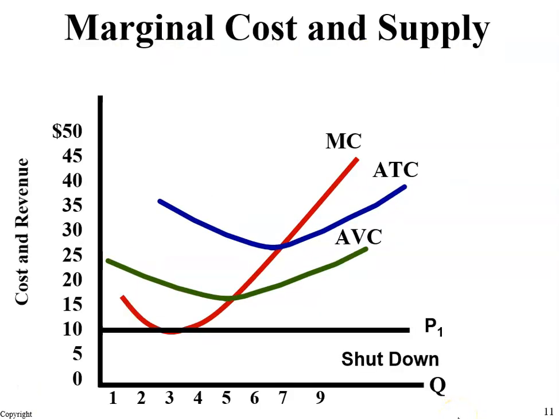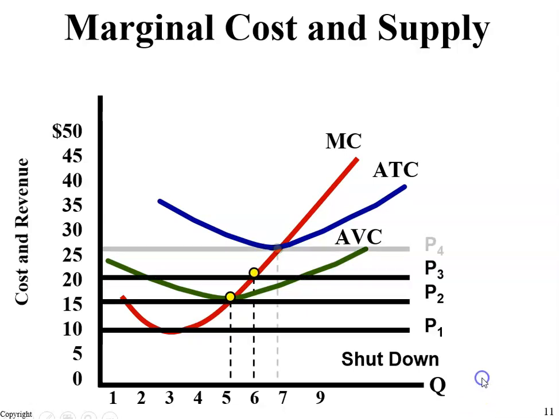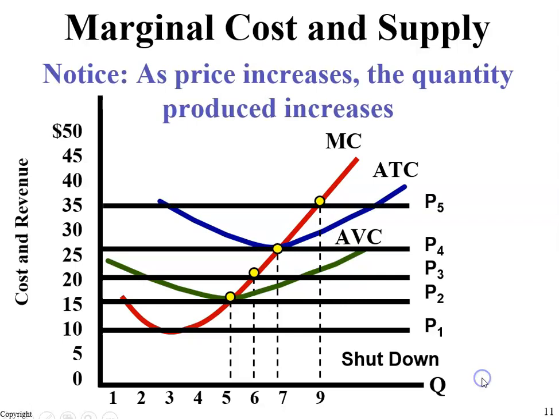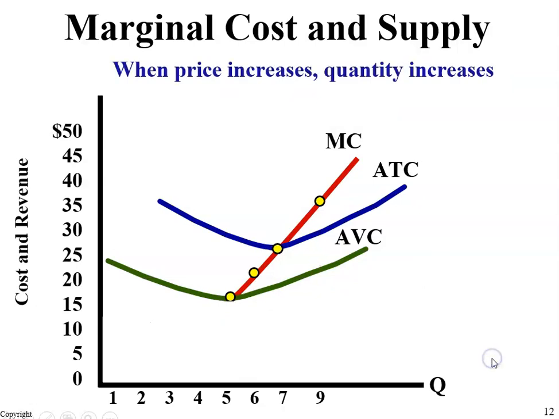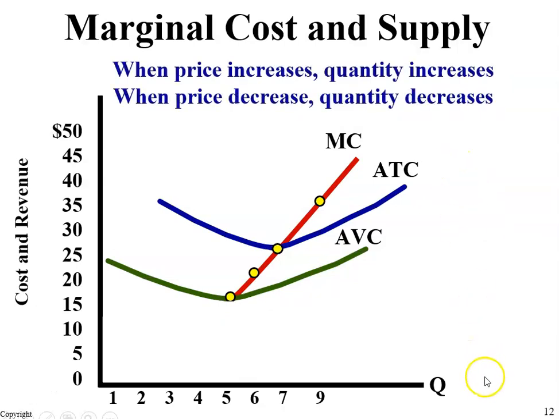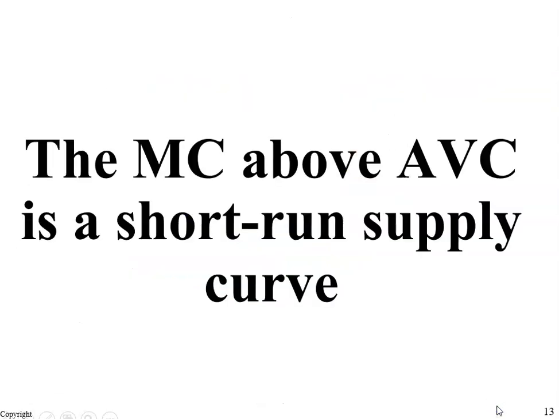If the price is at P1, the firm would definitely shut down. Notice what happens as the price increases along the marginal cost curve: the quantity produced is going to increase. When price increases, quantity increases. And when price decreases, quantity decreases. So you can consider the marginal cost curve as a firm's supply curve. The marginal cost curve above the average variable cost curve is referred to as the short-run supply curve.